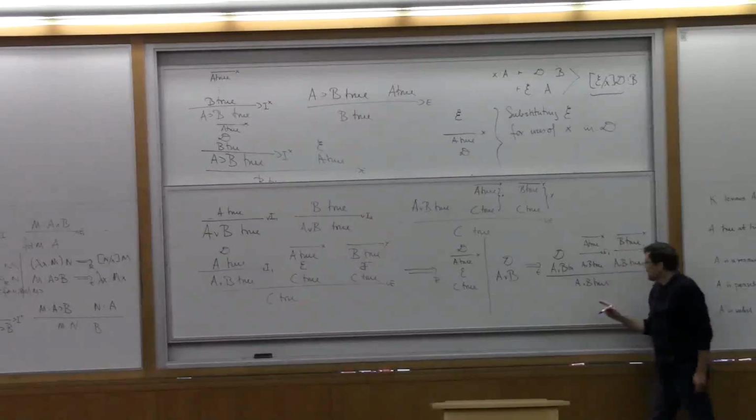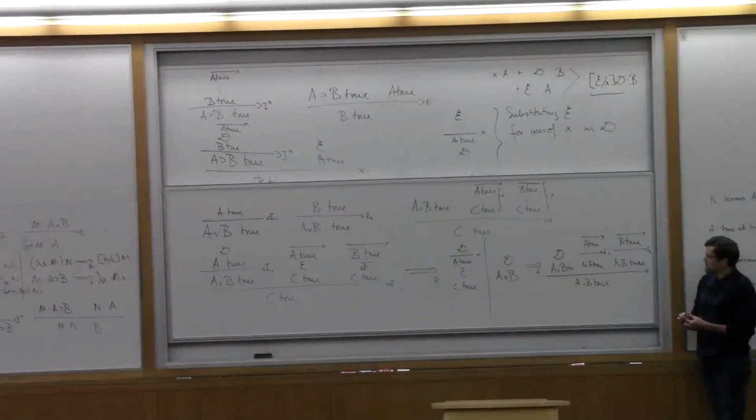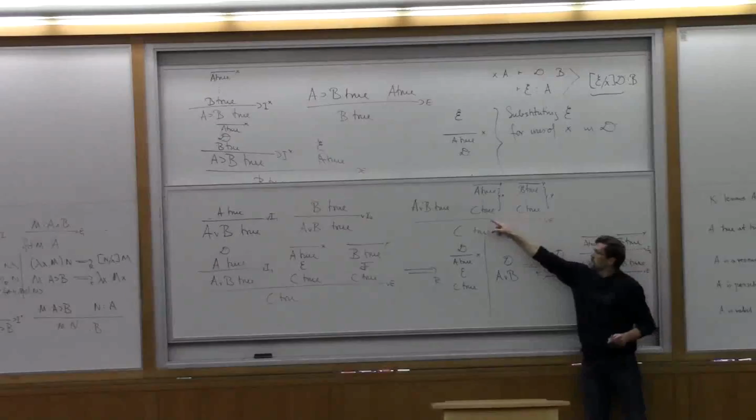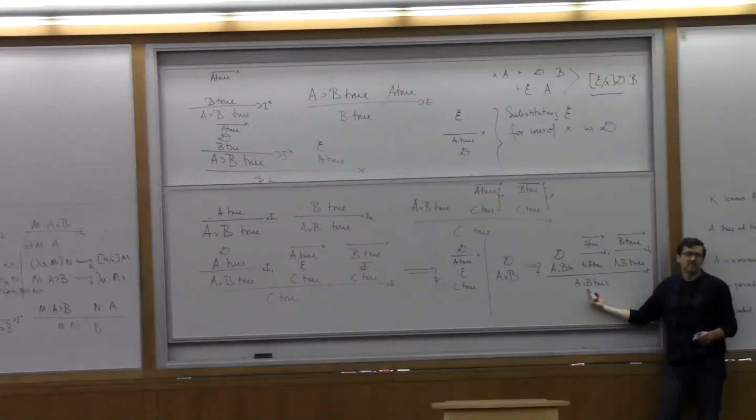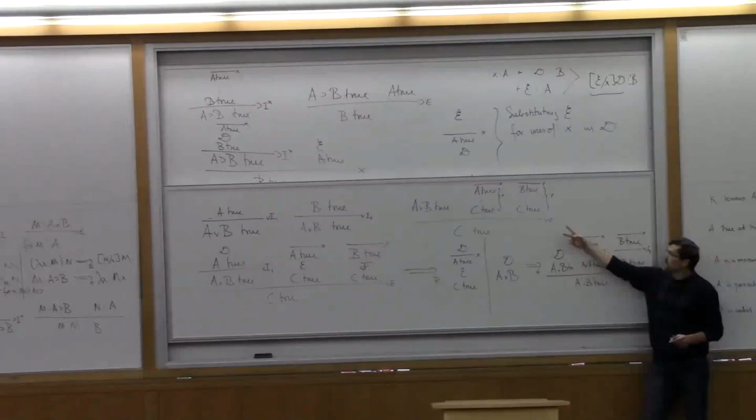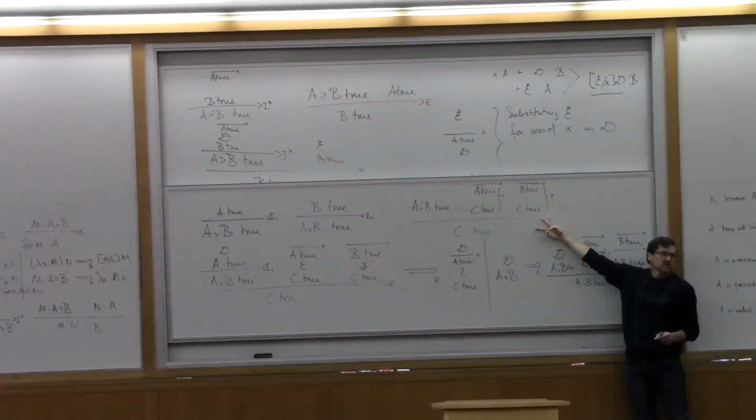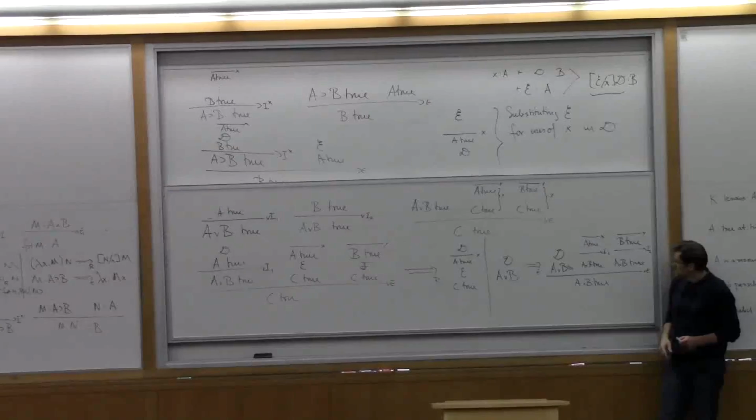Something important about this is that we're using the fact that this can be an arbitrary C here, because we're using it for one specific one, namely A or B. So this really must hold for arbitrary proposition C in order for this to work properly.